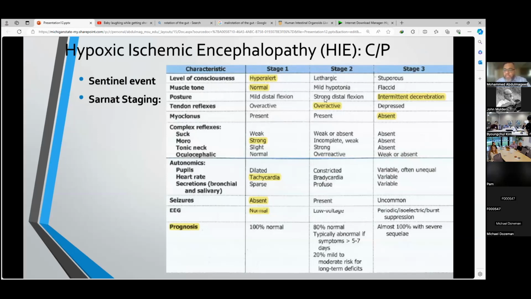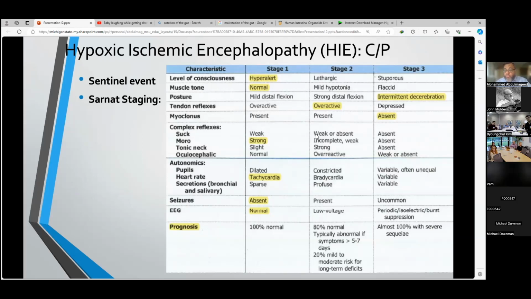Stage 2 is a moderate form. Usually the baby is lethargic and starts to develop hypotonia. Tendon reflexes at this moment are still active. They are not depressed yet. Myoclonus in babies can still be present, which sometimes can be normal.